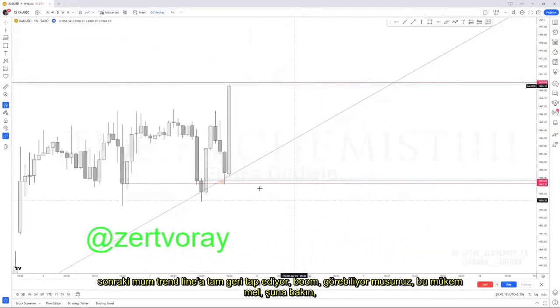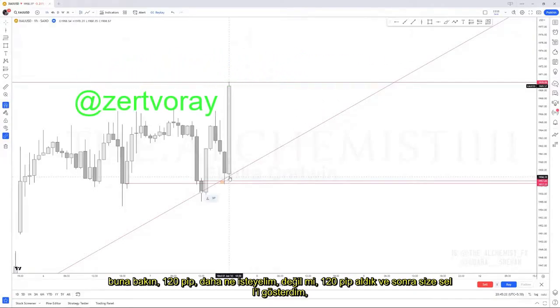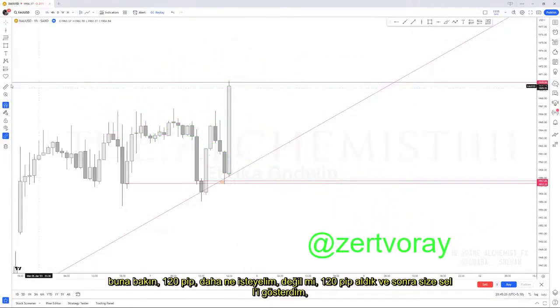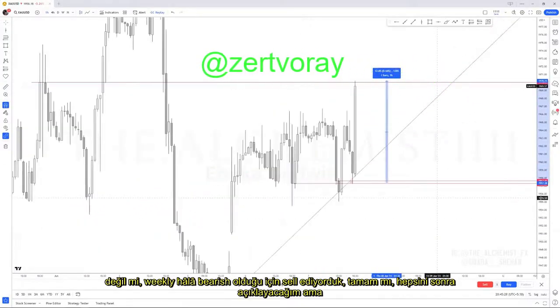Now, did you see where the buy came from? Even the re-entry, look at this. Rejected, closed above it, the next candle tapped right back into the trend line, boom. Can you see? So that's perfect, right? Look at this. See that? 120 pips. What more do we need, right?